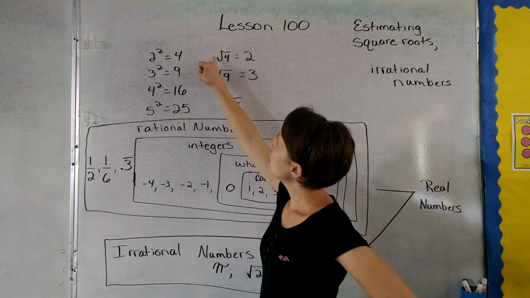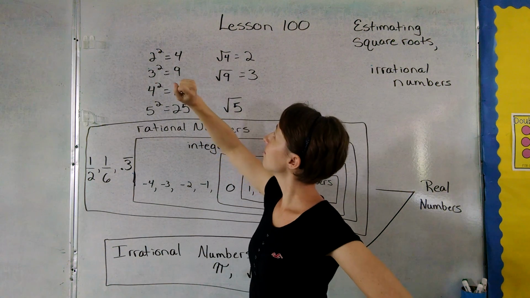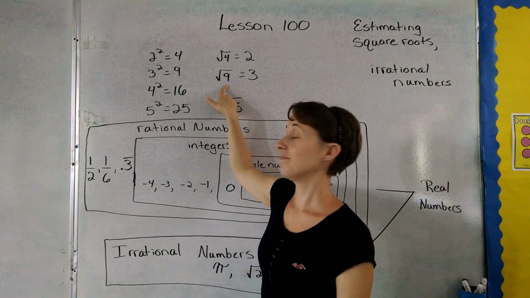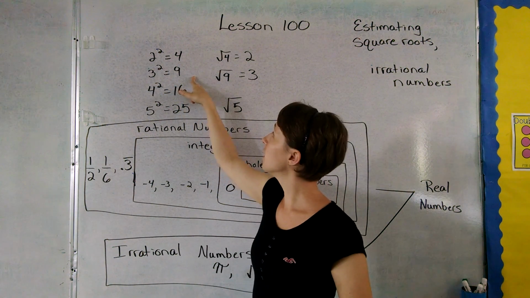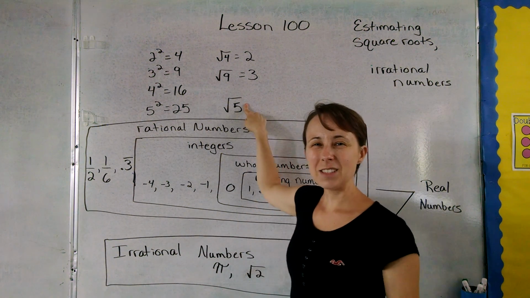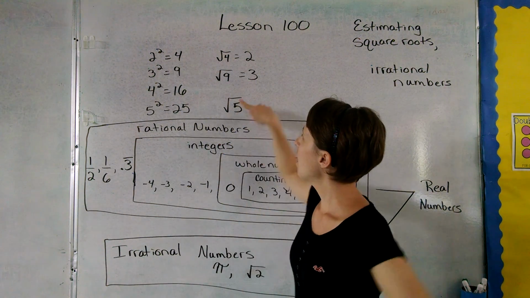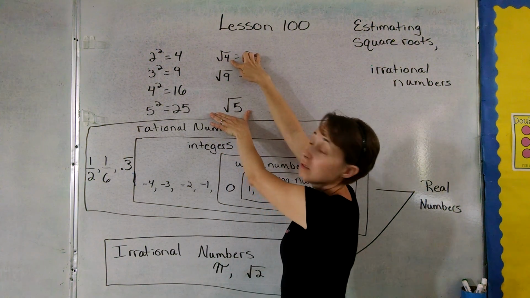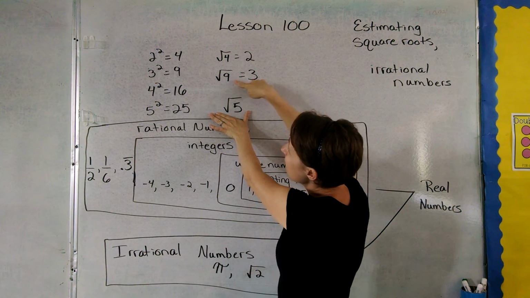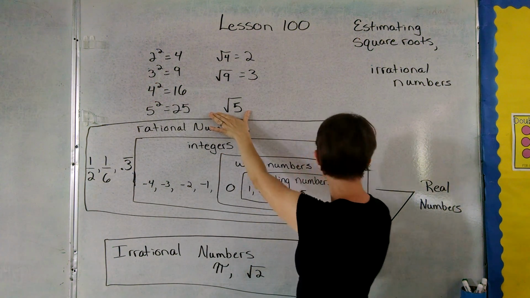So for example, we know the square root of 4. We know that's 2. We know that 2 squared is 4. So the square root of 4 will be 2. We know the square root of 9. We know that 3 squared is 9. So we know the square root of 9 is 3. What if they asked you about the square root of 5? 5 is bigger than 4, so my answer would probably be bigger than 2. And 5 is smaller than 9, so my answer would probably be smaller than 3.